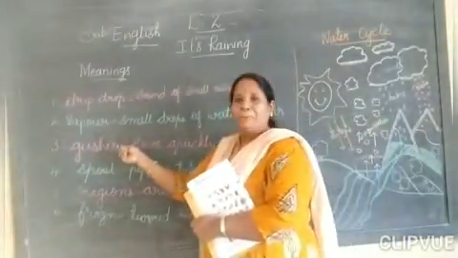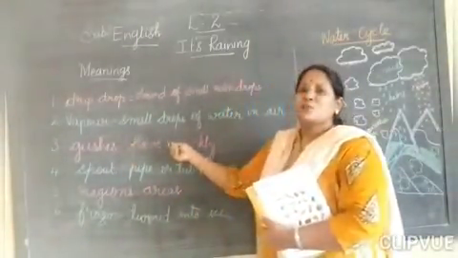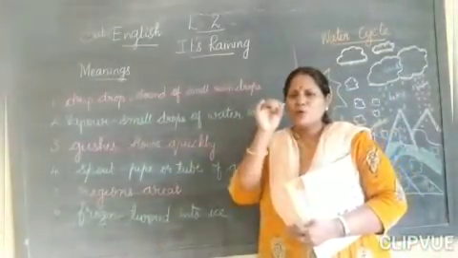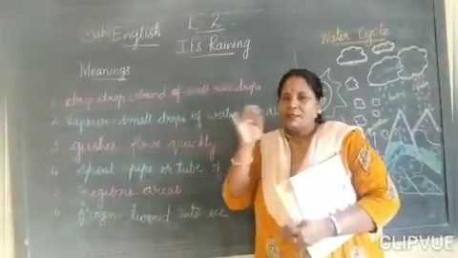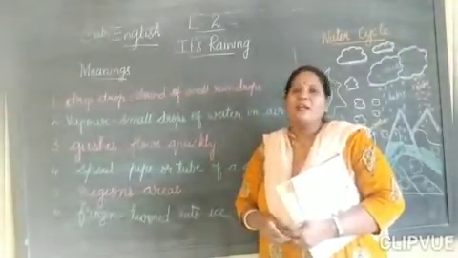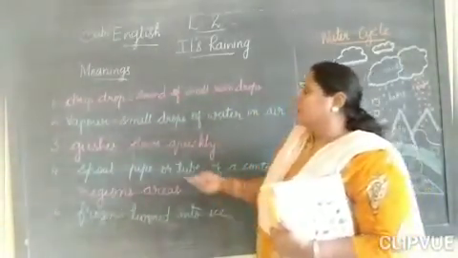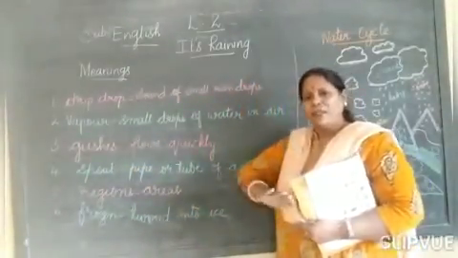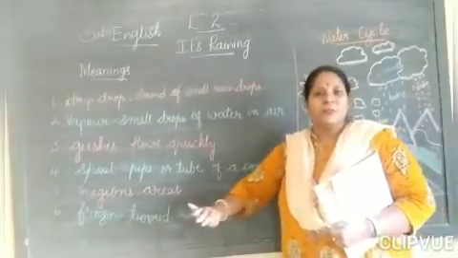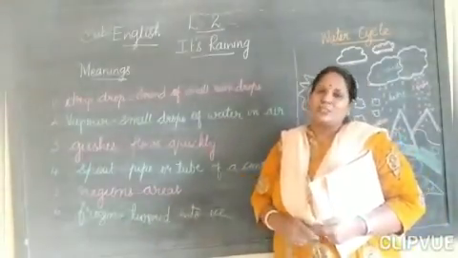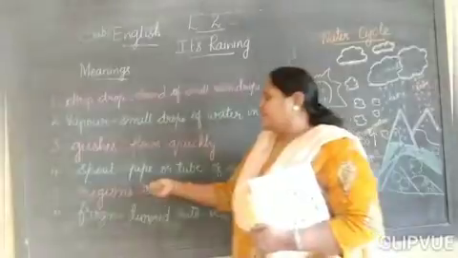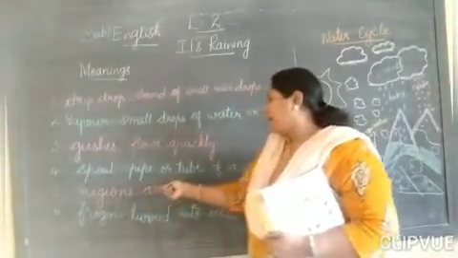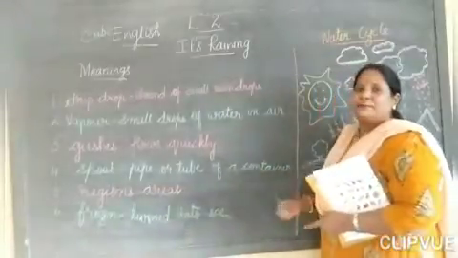Next one, vapor. What is vapor, children? Small drops of water in the air which you cannot see. Small drops of water will be there in the air which you cannot see with your naked eyes. Gushes. Gushes means flows quickly. Very quickly the water or any liquid material which comes out suddenly is called gushes. Next one, spout. What is it? Spout. Pipe or tube of a container.